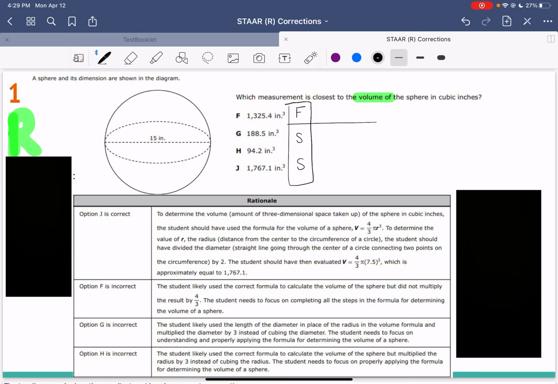So the first thing I'm going to look at is my formula, which is the formula for the volume of a sphere, which is V equals 4/3 pi radius cubed. So with this formula, we have kind of three-ish components to it, and the only thing really that we need to fill in is going to be our radius, and so we need to determine what our radius is.